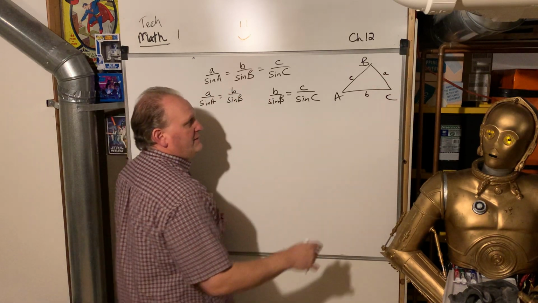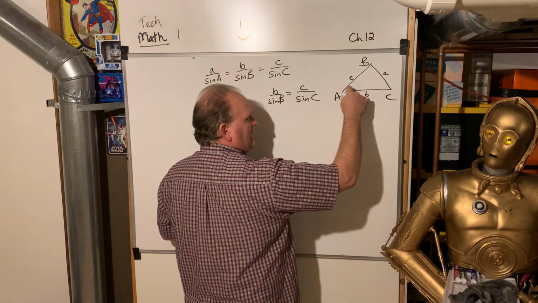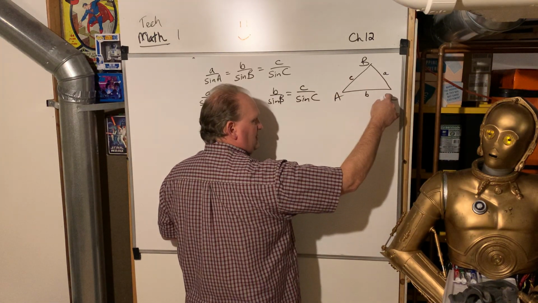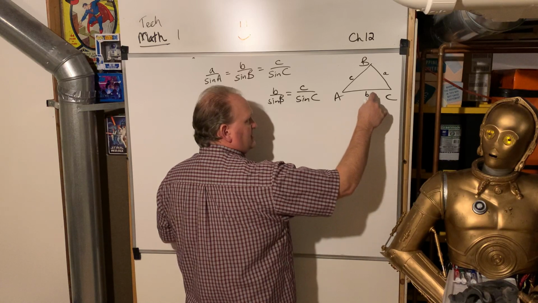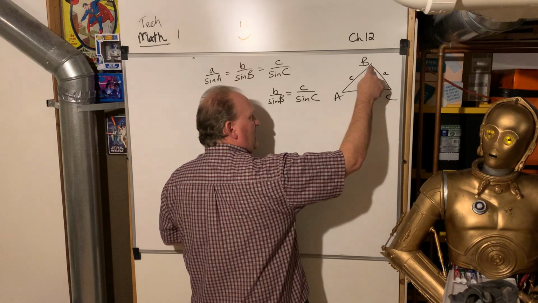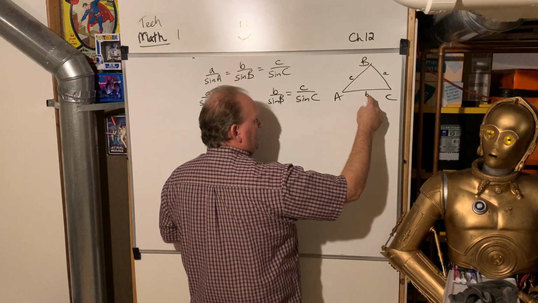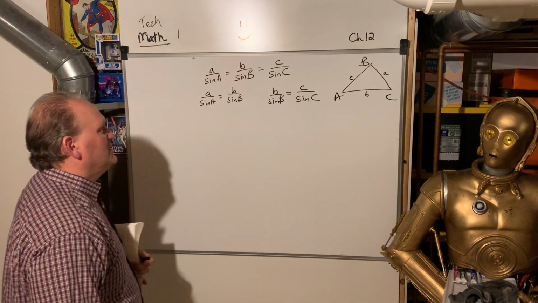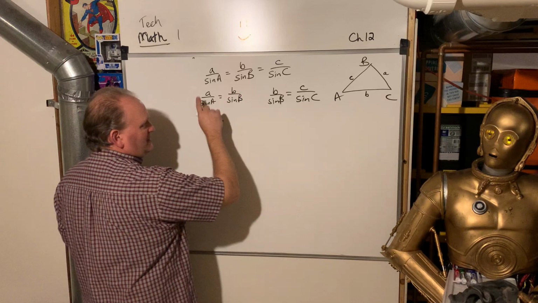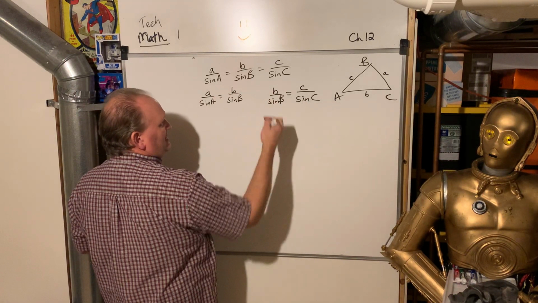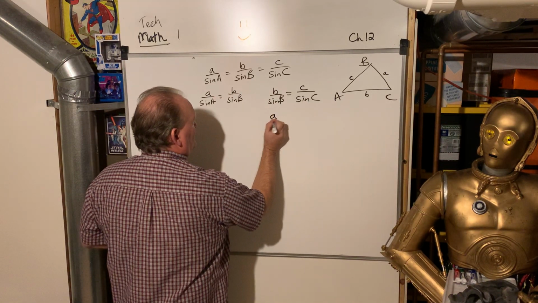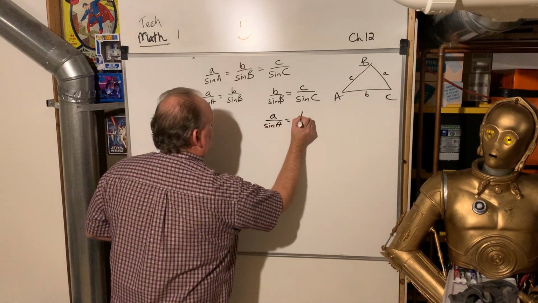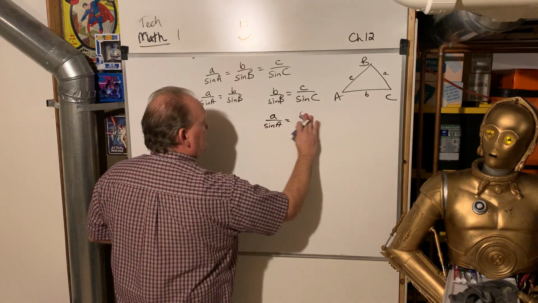And basically, if you take this side over the sine of this angle, it's equal to this side over the sine of this angle. Or this side over the sine of that angle is equal to this side over the sine of that angle. It doesn't matter which one. You can do A and B, B and C, A and C. Any of them, that's fine. Oh wait, C.